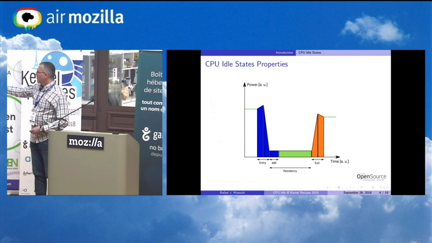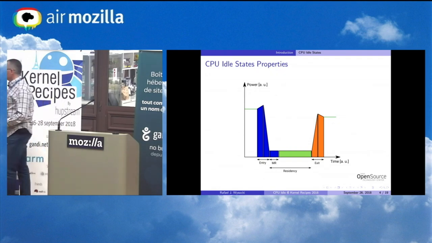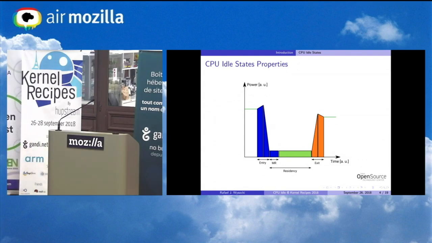Then it goes down as the core turns off, or power gates, or clock gates, or just reduces the clock frequency for its internal units. And then it gets into a target state over here, and it stays there. And that's the target idle state. So the power level here is much lower than the power level in the beginning.